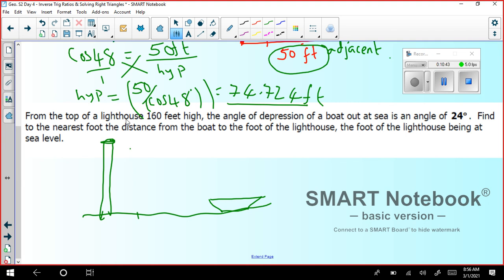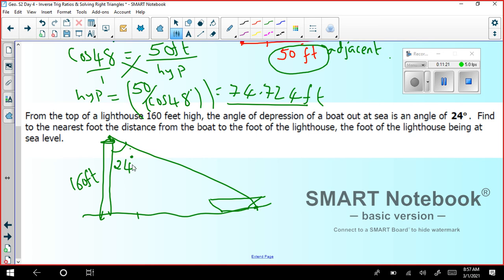From the top of the lighthouse, 160 feet high, so this height is 160 feet. The angle of depression of the boat out at sea is an angle of 24 degrees. So the angle of depression always goes below in this way. Imagine the boat is over here. This particular angle is 24 degrees.